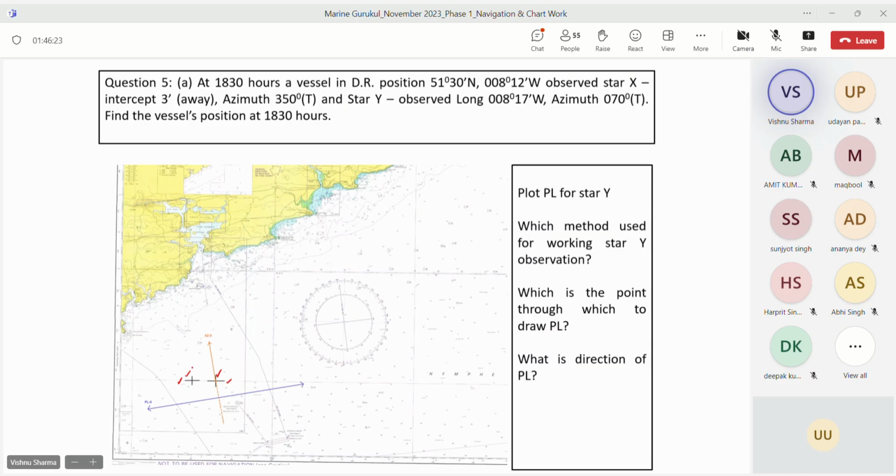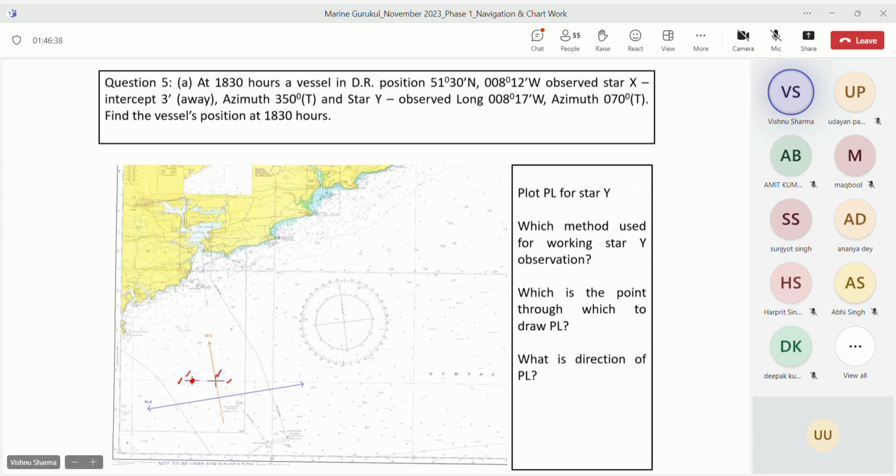Observed long is to the west. Why? DR long is 12 minutes west. Observed long is 17 minutes west. So observed long is towards the west. So do you agree this is the position through which to draw the PL, beta? Yes or no? Yes, sir.